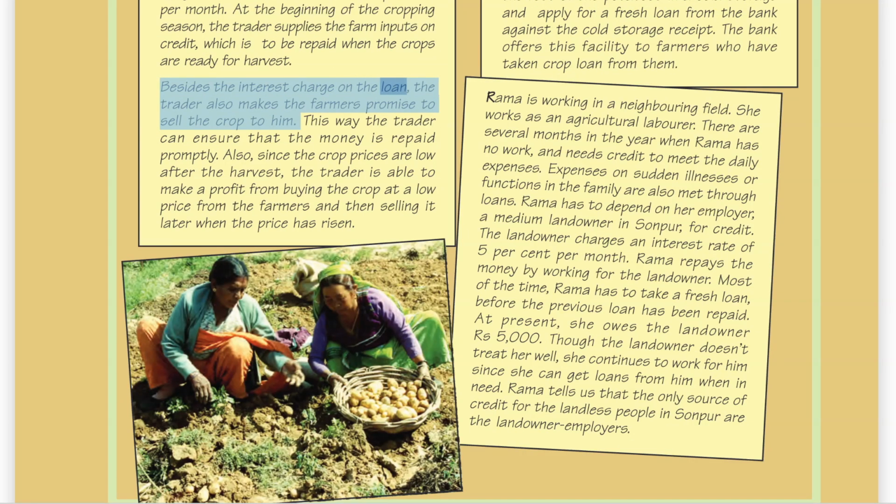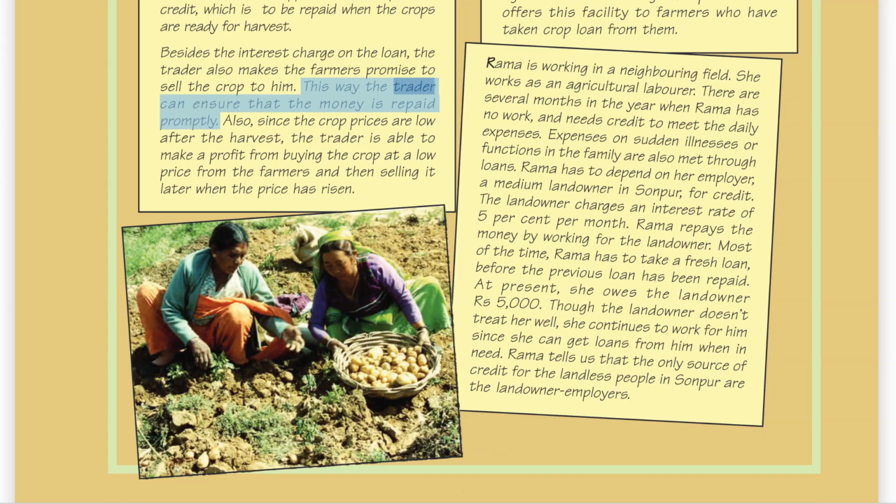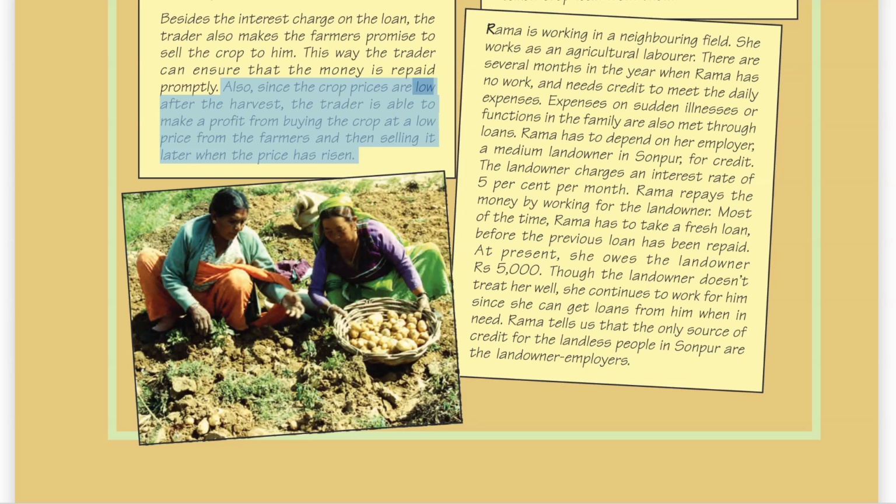Besides the interest charge on the loan, the trader also makes the farmers promise to sell the crop to him. This way the trader can ensure that the money is repaid promptly. Also, since the crop prices are low after the harvest, the trader is able to make a profit from buying the crop at a low price from the farmers and then selling it later when the price has risen.